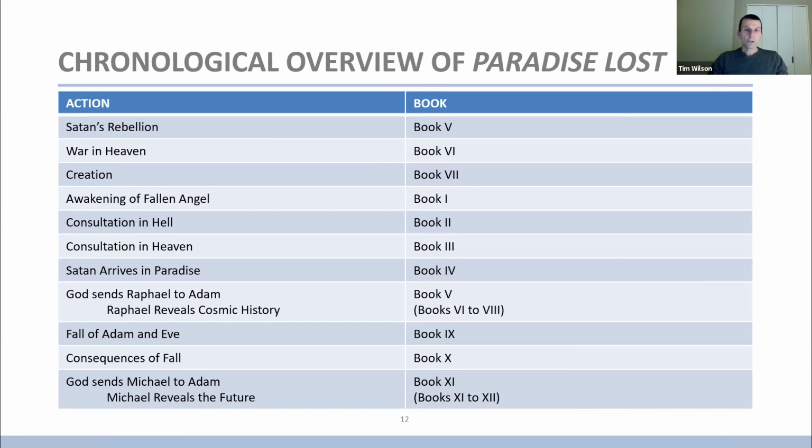Book 4 is our first window onto Adam and Eve, and we see Adam and Eve through the eyes of Satan. Because we're fallen, we can't really experience Adam and Eve from unfallen eyes. God then sends Raphael to Adam, and Raphael, an archangel, describes or reveals cosmic history to Adam.